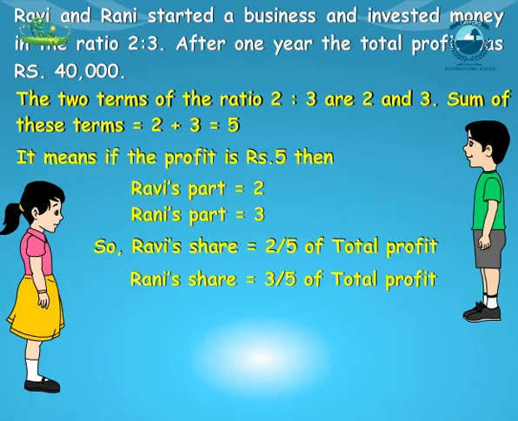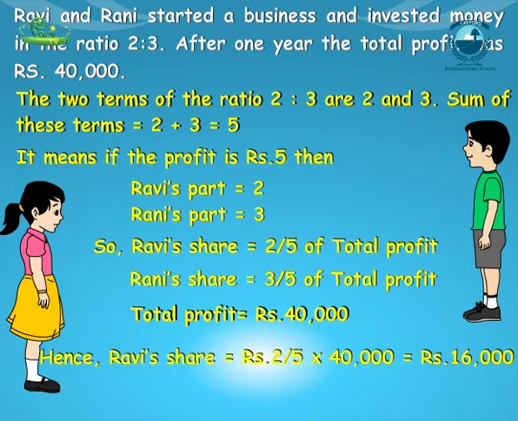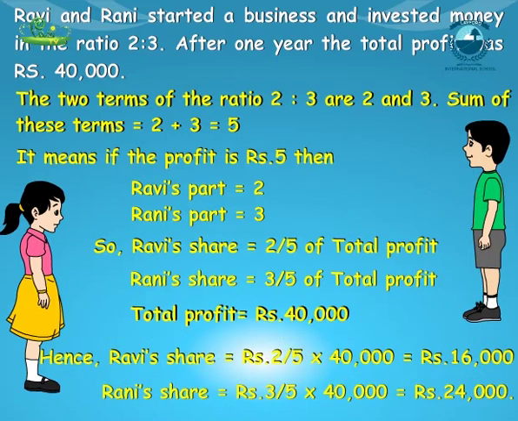Now the total profit is rupees 40,000. So Ravi's share is equal to rupees 2/5 into 40,000 is equal to rupees 16,000. And Rani's share is equal to rupees 3/5 into 40,000 is equal to rupees 24,000.